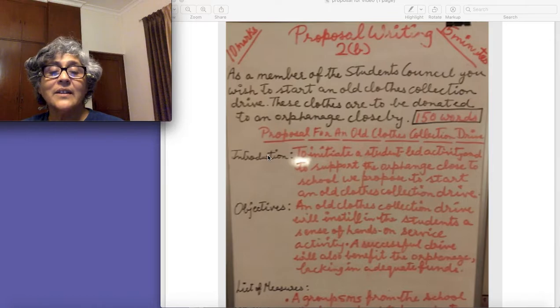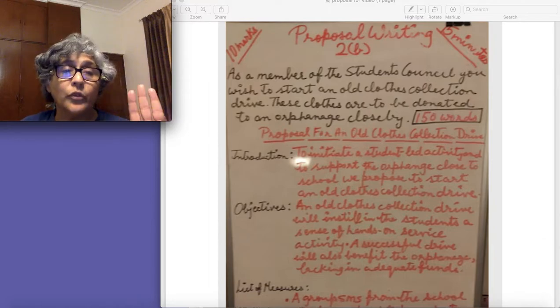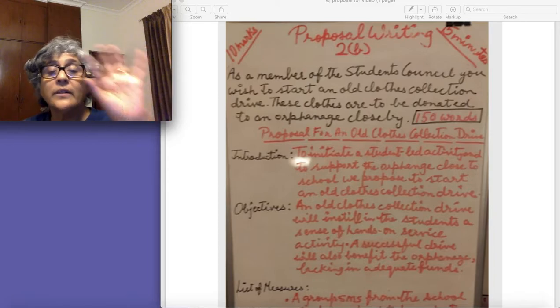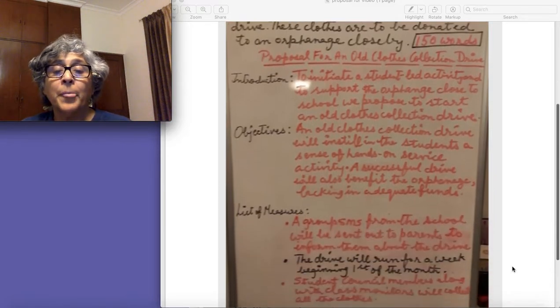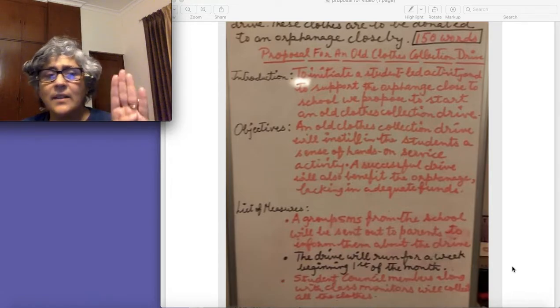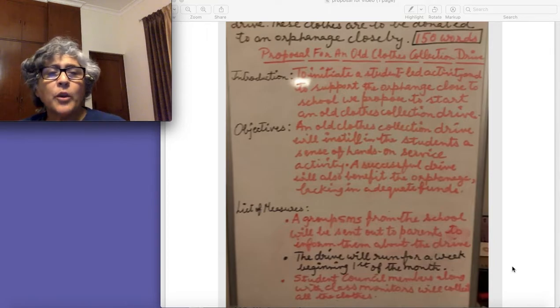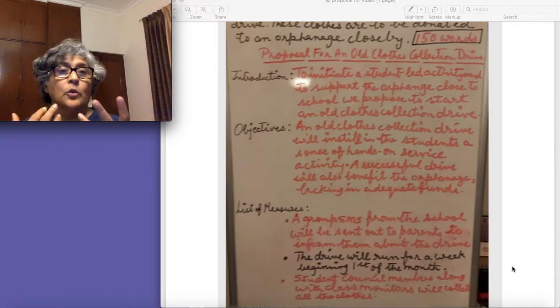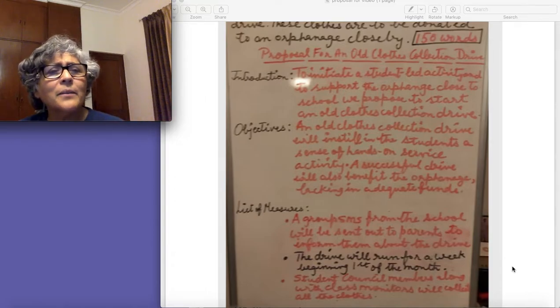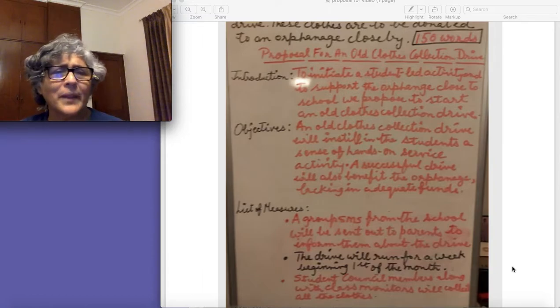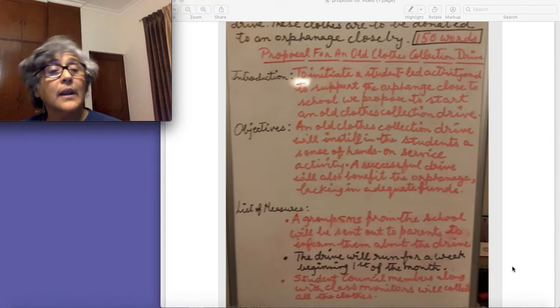Right. Then you come to the nitty gritties of the drive. So the main points have to be written here, which are called the list of measures. These terminologies cannot change. Just to remind you, introduction, you could also write heading. That word could, but don't write both. Heading or introduction, colon, objectives, colon, point. Then you come to the list of measures. The list of measures should be 4 points at least, not less than 4 or 5, whichever best suits your answer. So, first point is a group SMS from the school will be sent out to parents to inform them about the drive. Naturally, because clothes have to come, parents have to be aware of it. And I've written a group SMS because ever since the pandemic, schools are sending group SMS to parents. If your school does not believe in it, you can write a notice from the school will be sent out to the parents, right, to inform them.